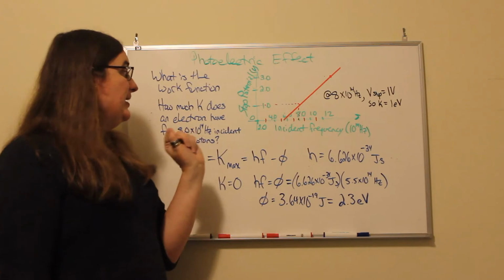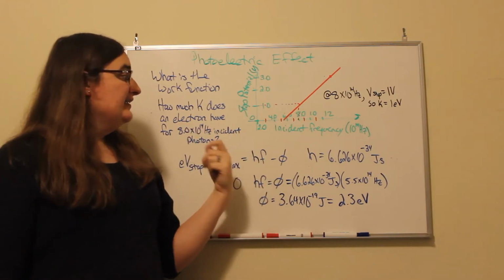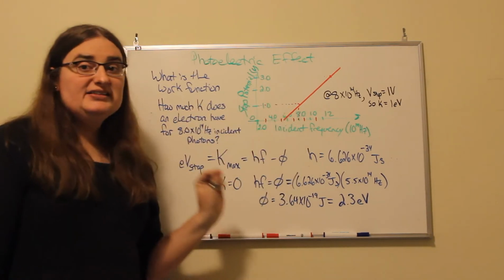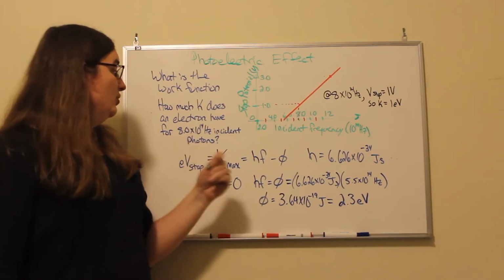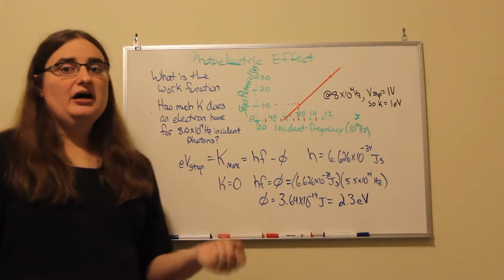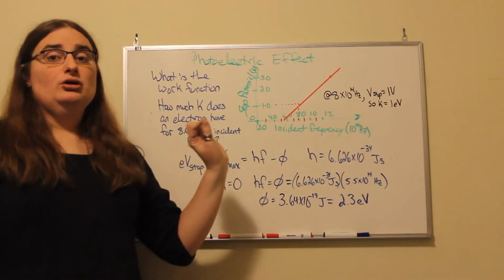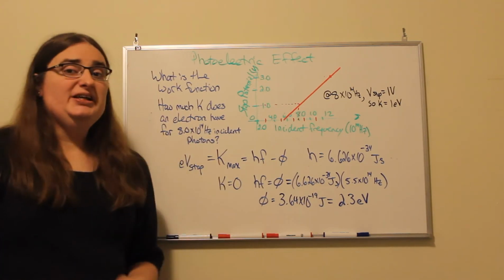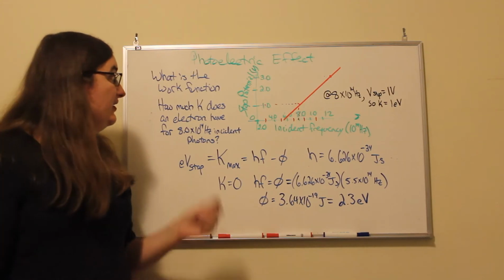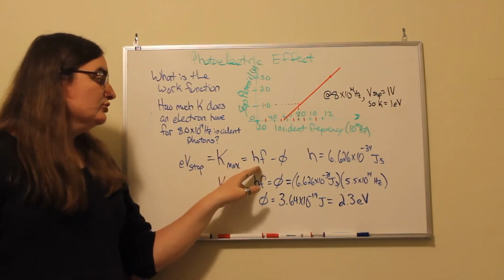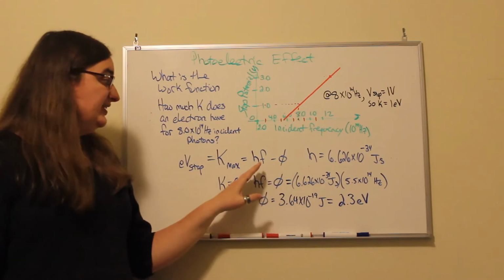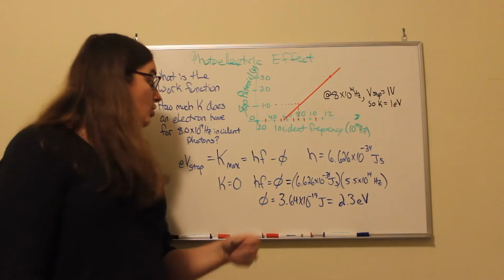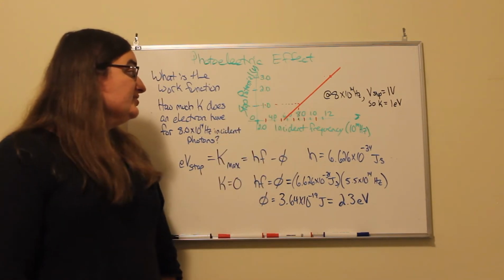And if we happen to have light at an 8 times 10 to the 14 hertz frequency incident on this metal, what's going to be the kinetic energy of the electron released by that interaction? So the maximum kinetic energy from the photoelectric effect is equal to the photon energy, Planck's constant times the frequency of the light, minus the work function. Well, we can also read this off our graph.